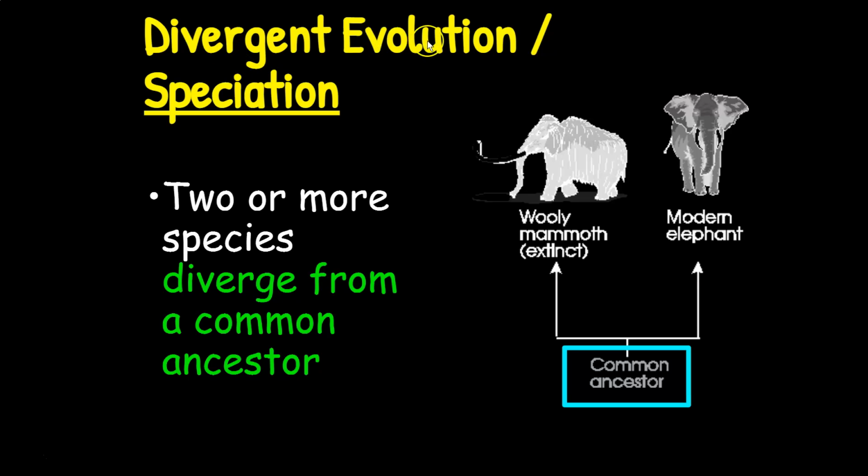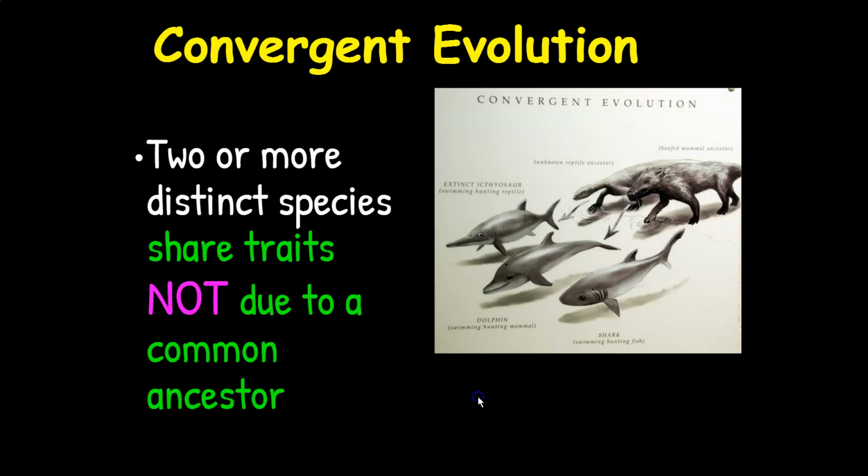So divergent evolution is when two or more species diverge from a common ancestor. So in this case, I have a common ancestor, and from it, I have modern whale and woolly mammoth. So it went off from the same common ancestor.